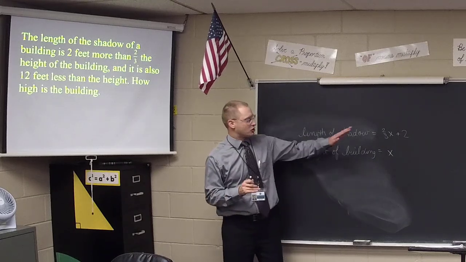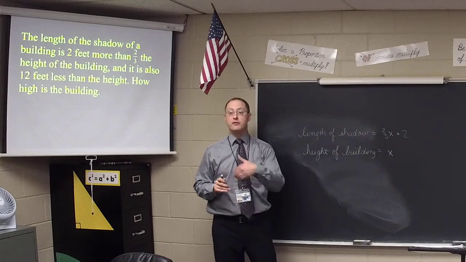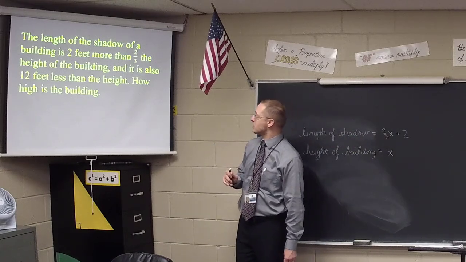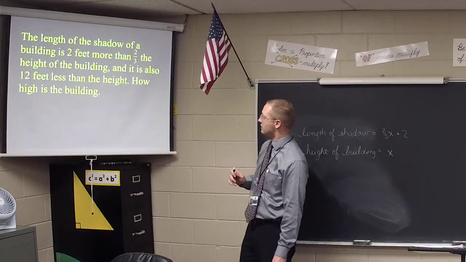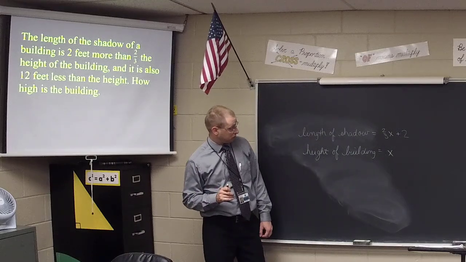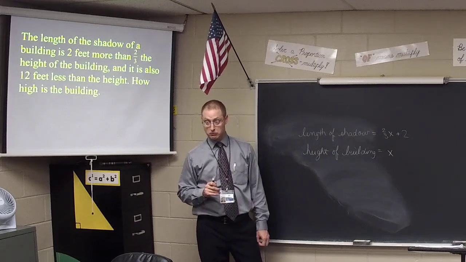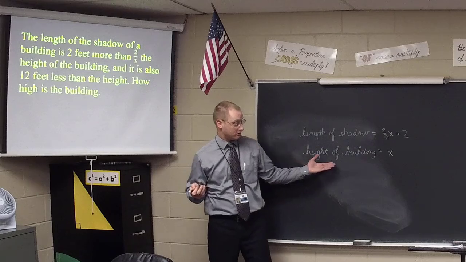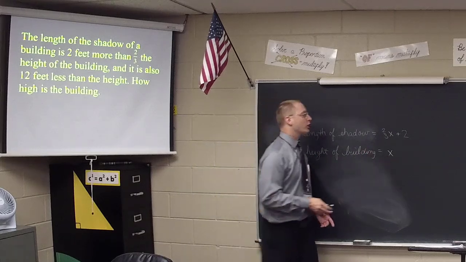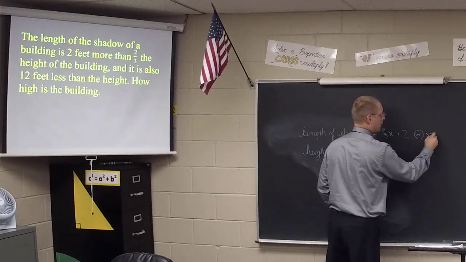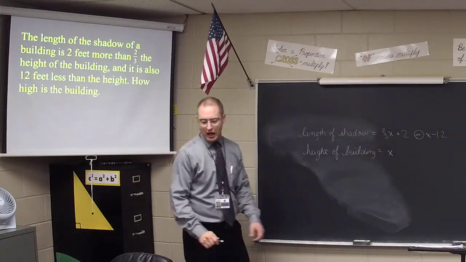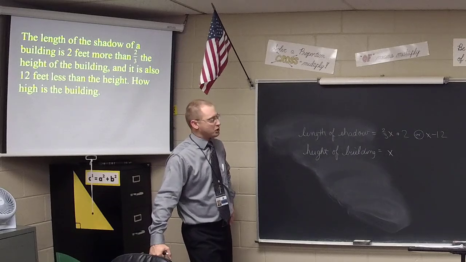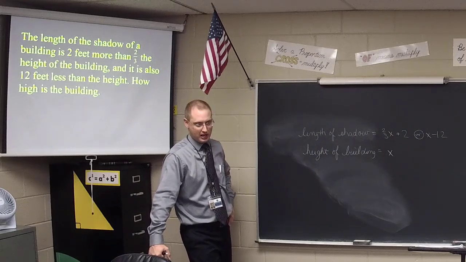So Lana said 2/3 x plus 2, but we could have said, Dylan, it is also 12 feet less than the height. What would be 12 less than the height class? X minus 12. She could have said x minus 12, and she would have been correct there. Both of them are right. Those are both ways to represent the length of the shadow.